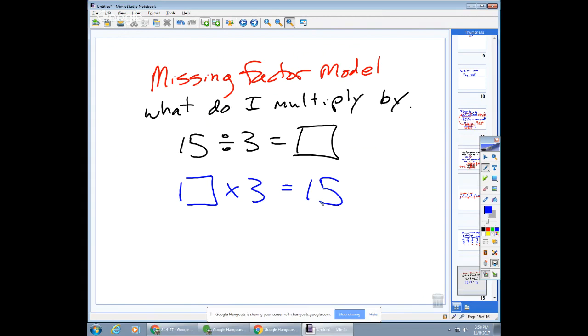Now this requires knowing 3's, so you could either go 3 and 3 is 6, and 3 is 9, and 3 is 12, and count that out. But eventually you want to come to the conclusion that 5 has got to be the answer. 5 times 3 is 15. Cool.